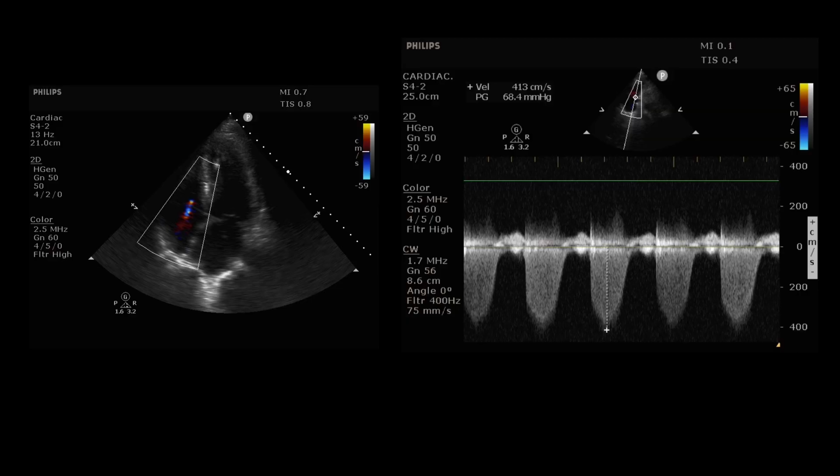And then here's an example of tricuspid regurg on the right, and then measuring that Doppler packet, to give you an idea of what your pulmonary pressures are. So it's a great way you can look at some valvular pathology, look at some pulmonary pathology using these windows, or this particular window in the heart.